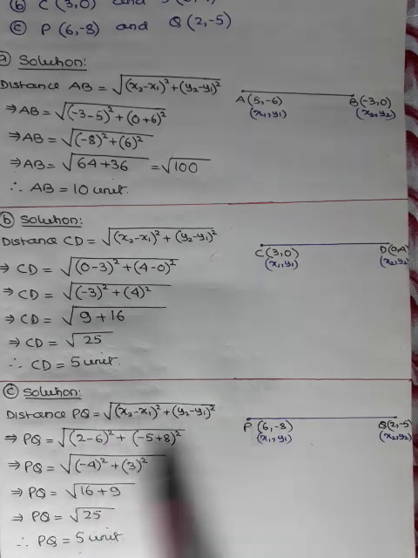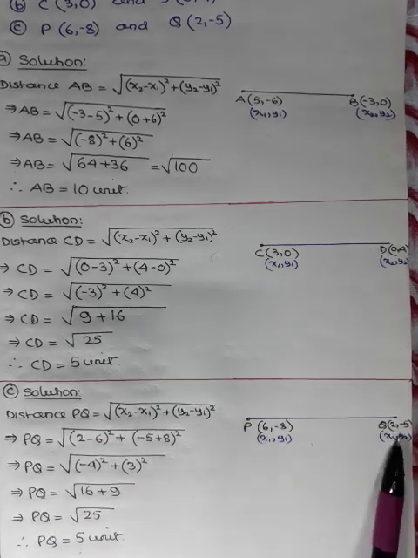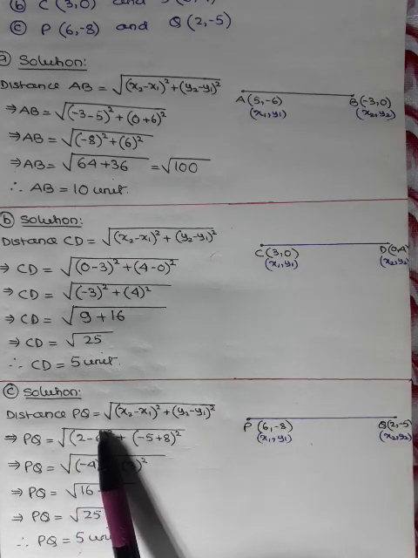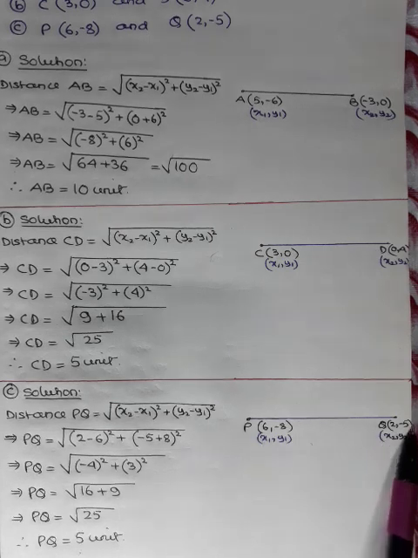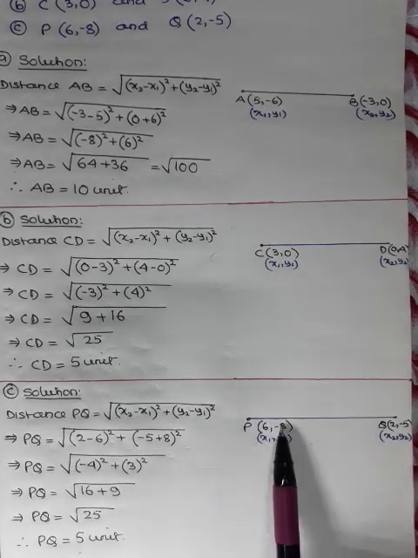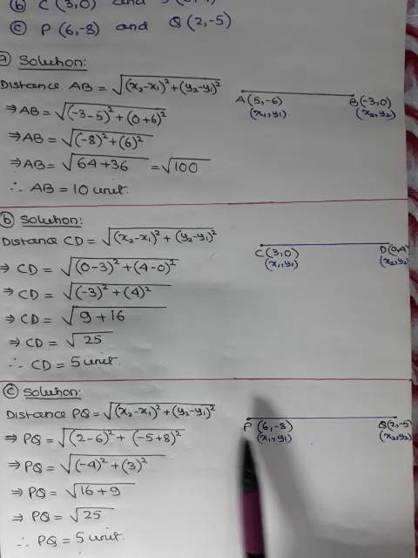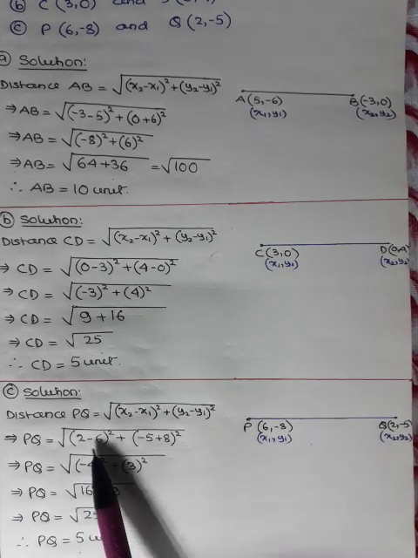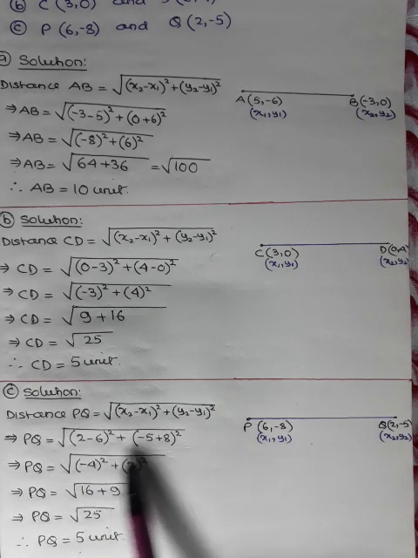Now the same formula I am using here. So x2 is how much? X2 is 2, x1 is 6. So this will be 2 minus 6 whole square plus y2 is minus 5 and y1 is minus 8. So minus into minus equal to plus 8 whole square. Now 2 minus 6 whole square equal to minus 4 square.